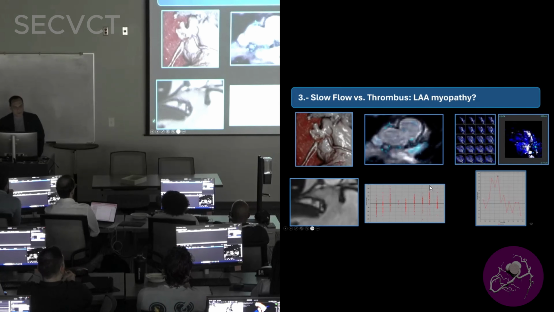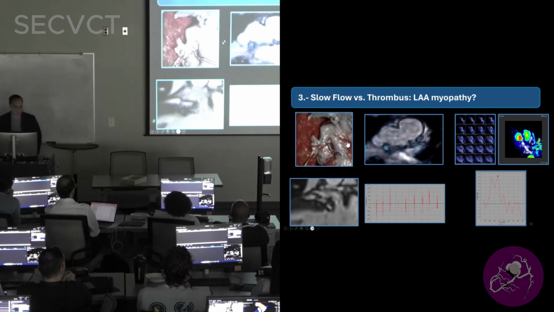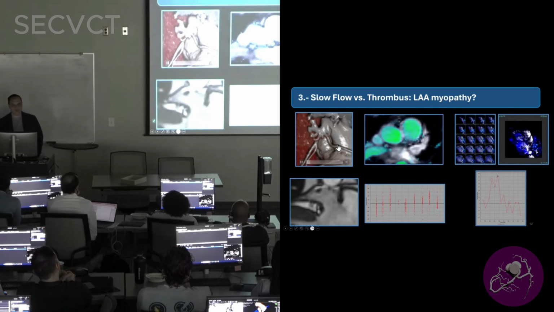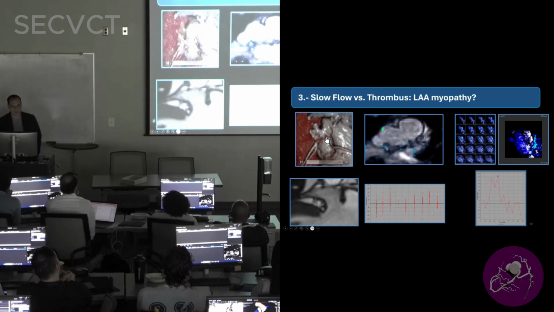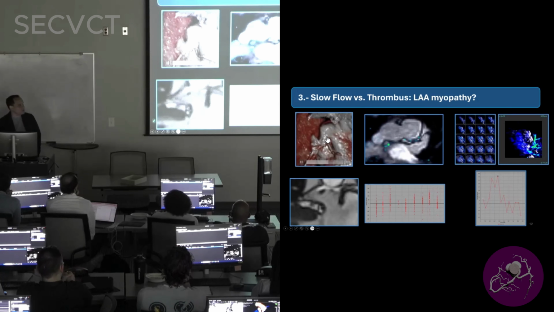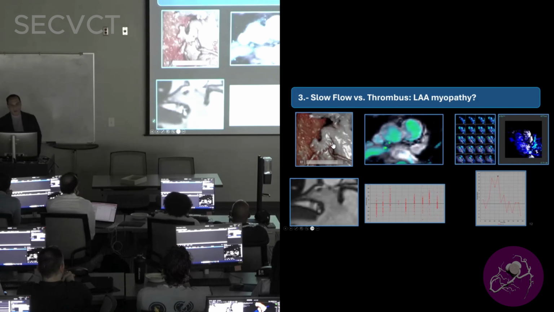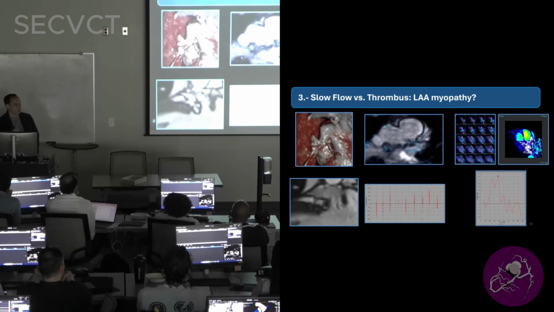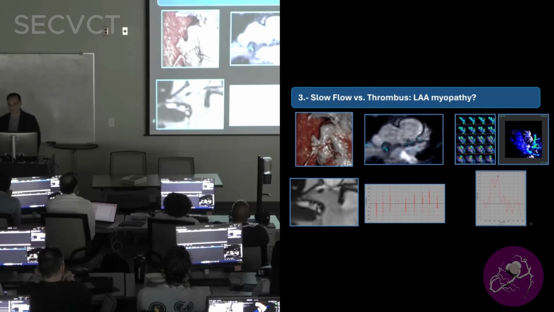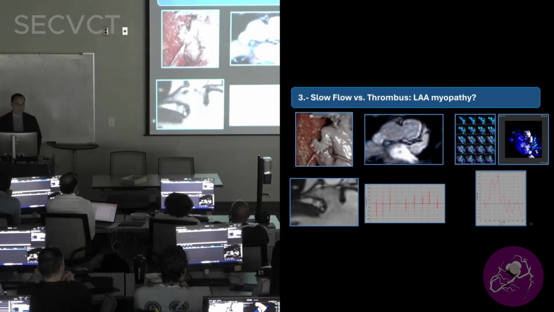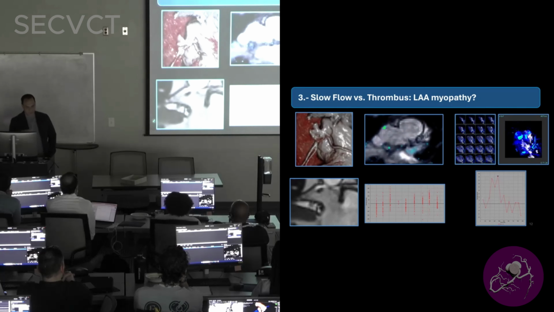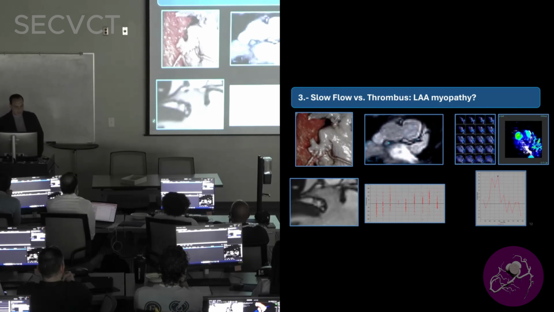But we can go even a step further, and this is one of the CTs I mentioned, and this is the reconstruction. You can place cine motions and see how this appendage is almost obliterating throughout the cardiac cycle as it fills and completely empties. And that's very important. You don't want to go into this procedure without accounting for that, because one of the risks of embolization, as we continue to understand, is how much contractility the left atrial appendage has.